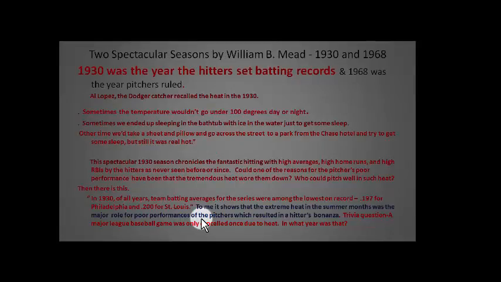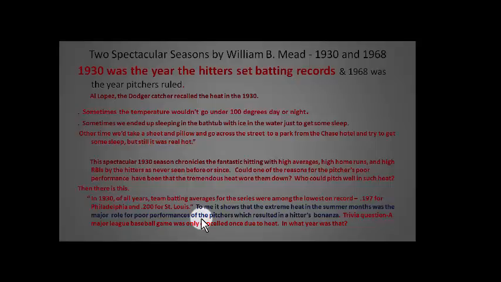In the book, Two Spectacular Seasons, Al Lopez, the Dodger catcher, recalled that in 1930, sometimes the temperatures wouldn't go under 100 degrees day or night. Sometimes we ended up sleeping in bathtubs with ice in the water just to get some sleep.